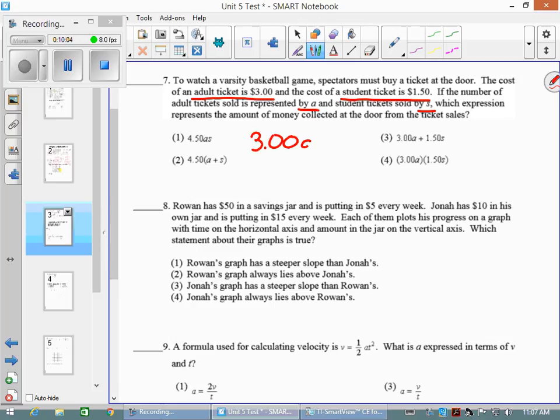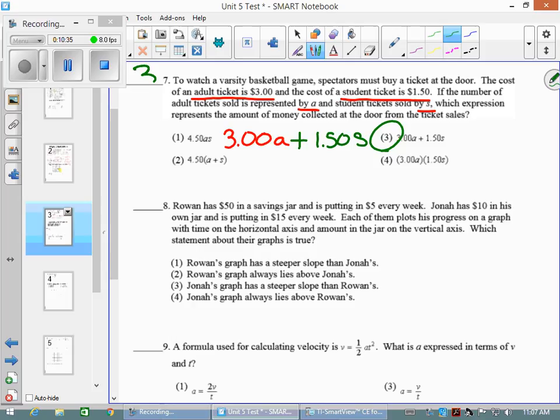Same thing for the student tickets. If student tickets are $1.50 each, we're going to take how much our student tickets are, which is $1.50, and multiply that by S, which is representing our student tickets. Now, if we want to know our total amount of money collected, we're going to take these two and add them to find the total. So our answer to this would be choice 3.